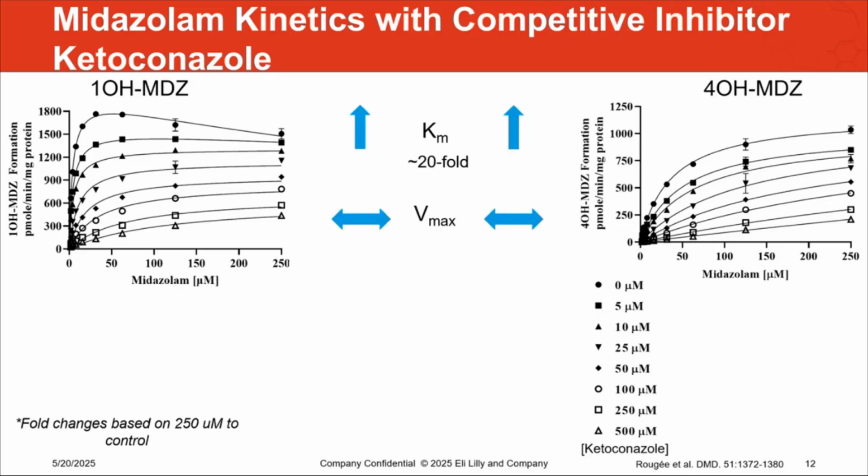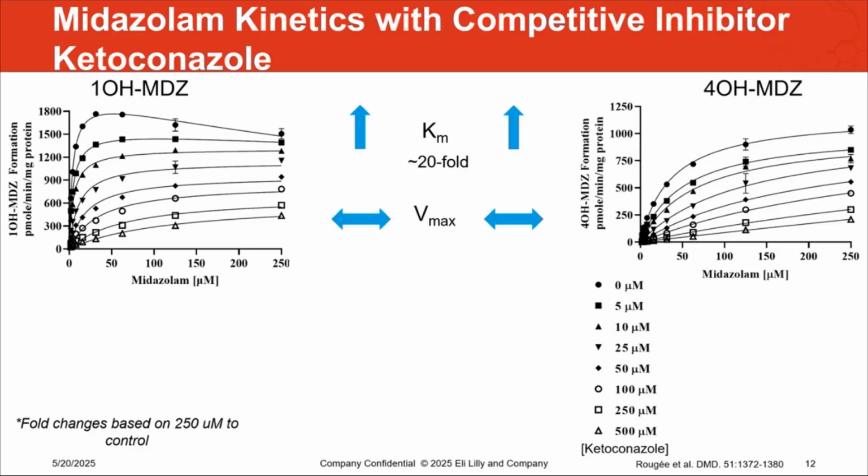If we model the enzyme kinetics, what we see is that our maximum velocity is unchanged, which for a competitive inhibitor makes sense, as it's not changing the amount of enzyme that's there. At high enough concentrations, we eventually overcome the competition with the ketoconazole. But our Km, or the affinity for the substrate, appears to be shifted upwards, meaning that we need higher concentrations of midazolam to get into that active site and overcome the ketoconazole that is present.